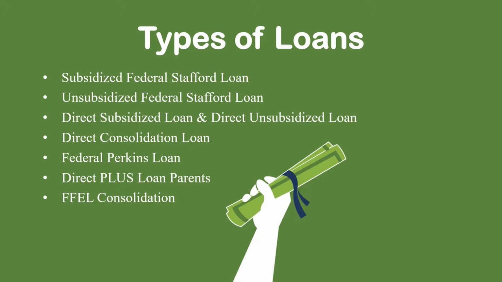There's also the federal Perkins loan or Perkins loan, and this is a need-based student loan offered by the U.S. Department of Education to assist American college students in funding their post-secondary education. The program is named after Carl D. Perkins, a former member of the U.S. House of Representatives from Kentucky.